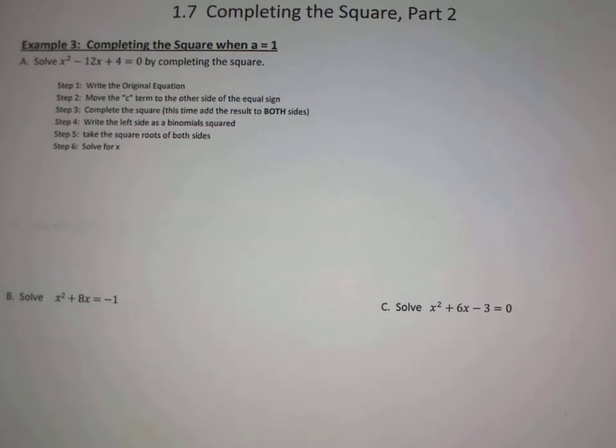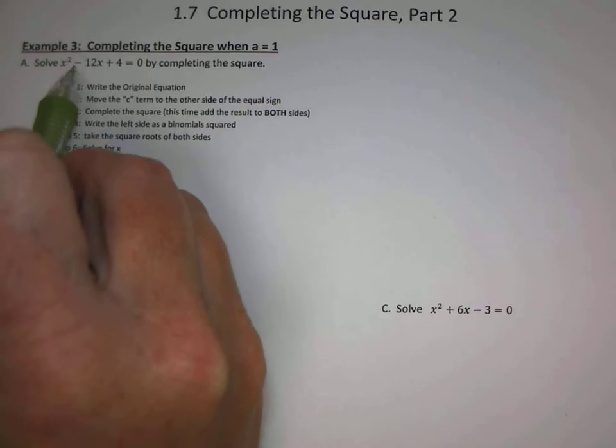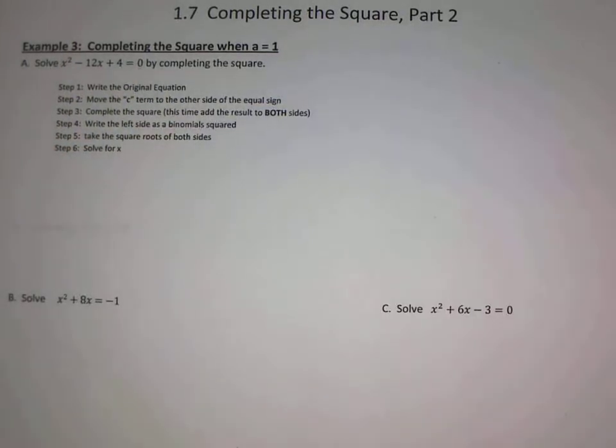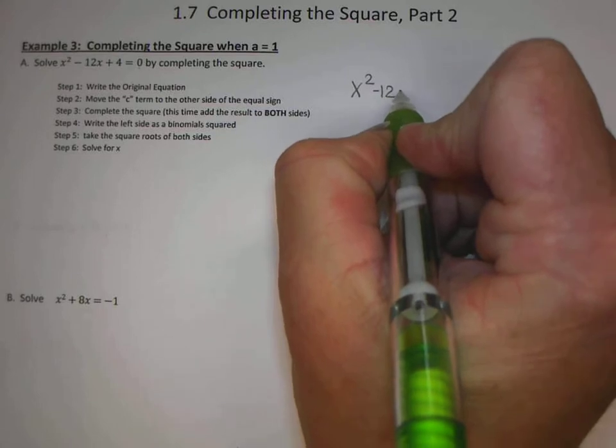However, you have to remember that rule that says what you do to one side of the equation, you have to do to the other side. So that rule comes into play. So let's take a look here. Solve x squared minus 12x plus 4 equals 0. You're going to solve by completing the square. So the first thing you do, obviously, is write out the first equation.